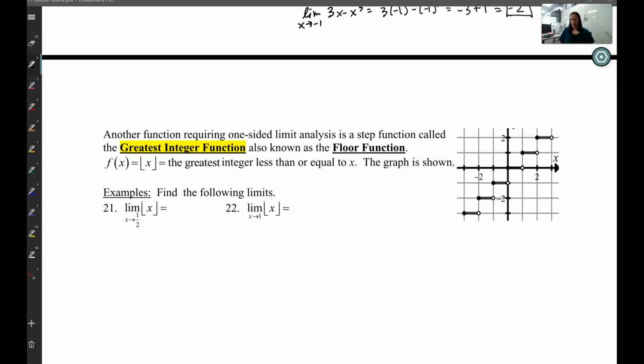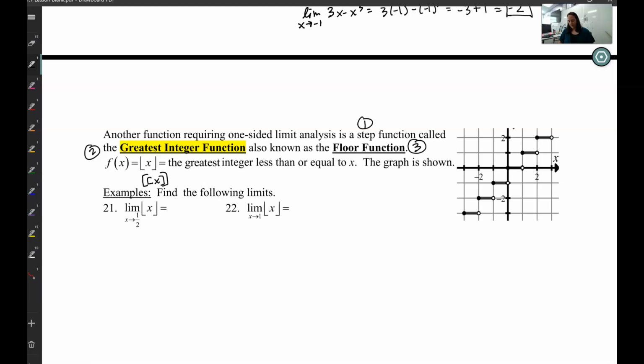Last video for this lesson. This is about the greatest integer function. Now this has several names. We call it the step function, we call it the greatest integer function, or we sometimes call it the floor function. It's written like this, or sometimes you'll also see it written like that.